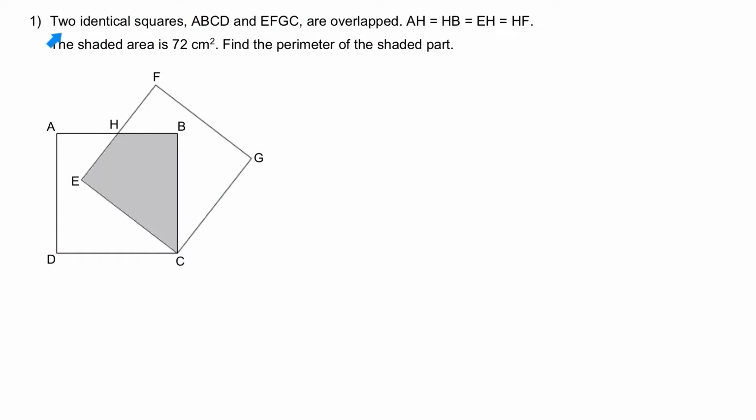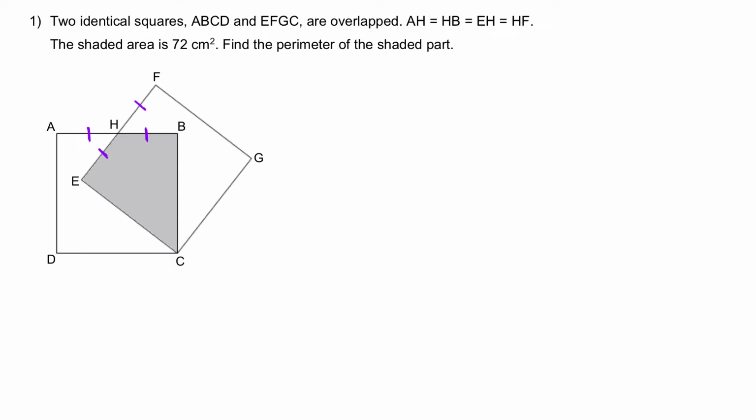Question 1. Two identical squares ABCD and EFGC are overlapped. ABCD is the first square, and EFGC is the second square. AH is equal to HB is equal to EH is equal to HF. What they mean is this is equal to this and this is equal to this. The shaded area over here is 72 cm squared. Find the perimeter of the shaded part.